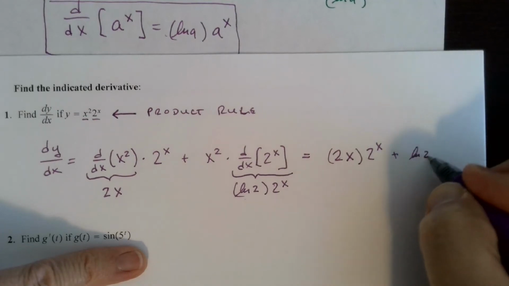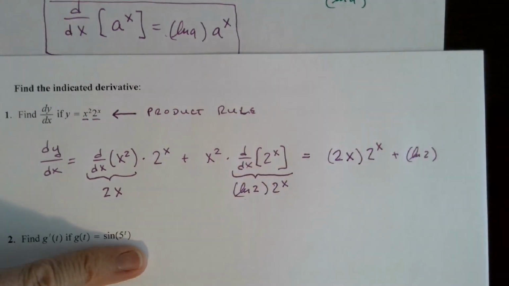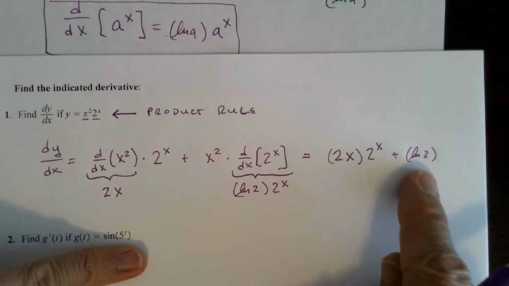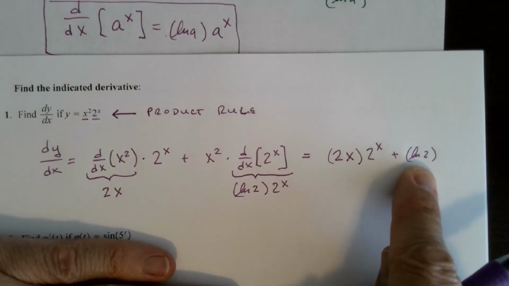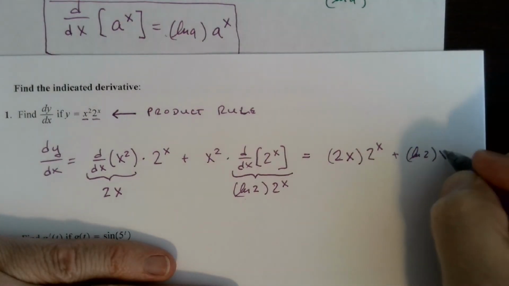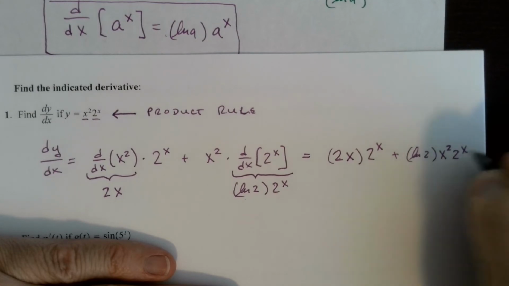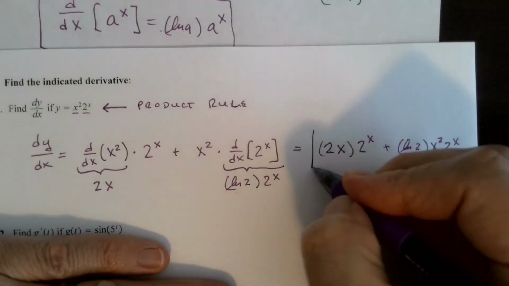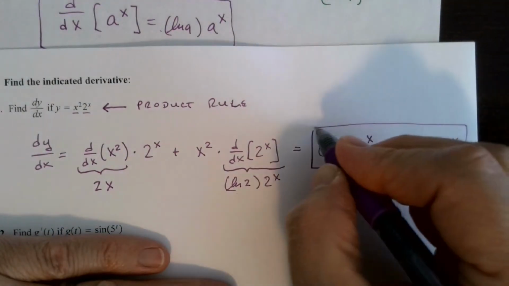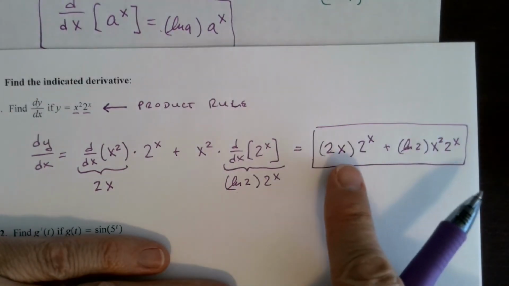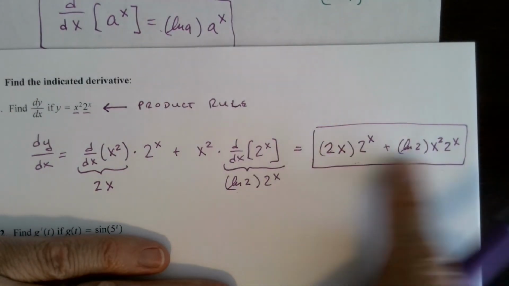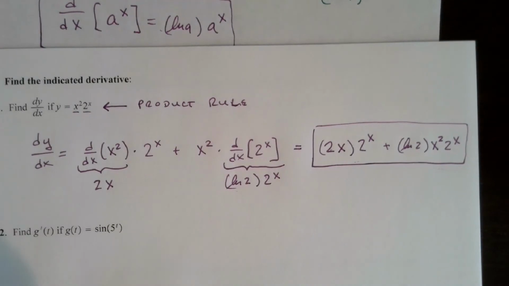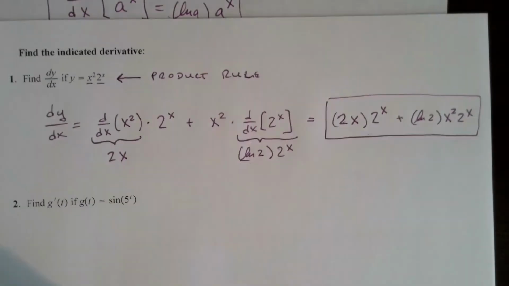Let's bring this natural log of 2 in front. It's just like a real number. It's like 3 or 4. Natural log of 2 you can punch in. It's a real number, times x squared times 2 to the x. And there's our answer. Again, you can factor some stuff out of here. If you want to factor out an x and a 2 to the x, you can. But that's sufficient for right now to give us the result.